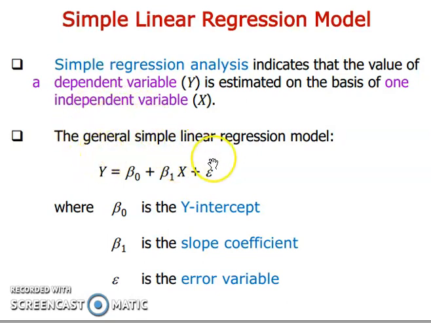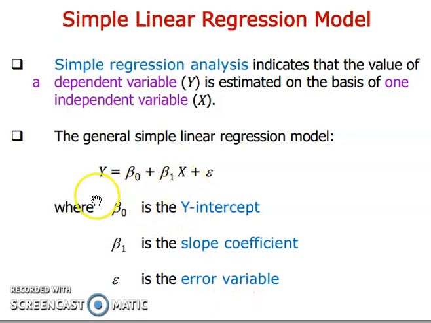So here, since we are using linear function, the simplest function that we can use, it is y equals to beta naught plus beta 1 x plus epsilon. And then to define this, beta naught is the y-intercept, beta 1 is the slope coefficient, and also the epsilon is the error variable or error terms or disturbance term.